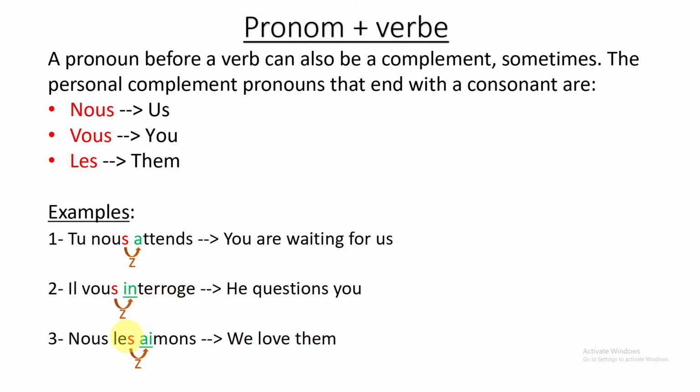Third one. Here we have the silent S, so we are going to create an abstract Z at the beginning of the second word. And in the second word, the first syllable is AI. So, nous les aimons. Nous les aimons.